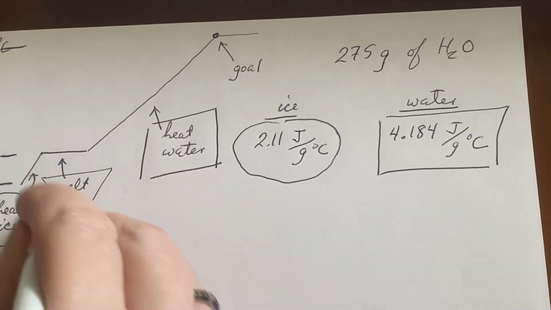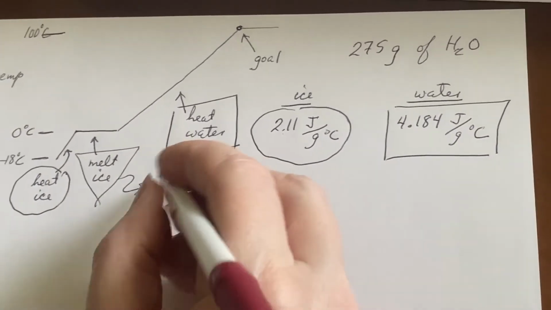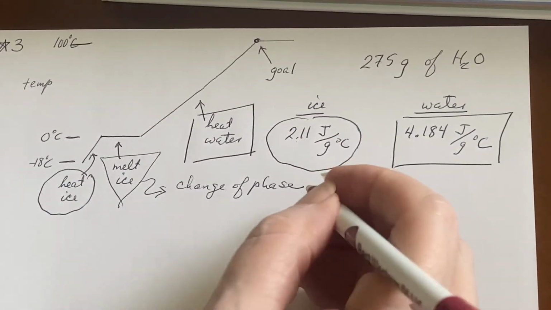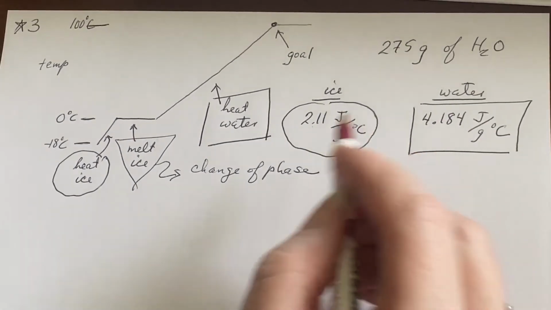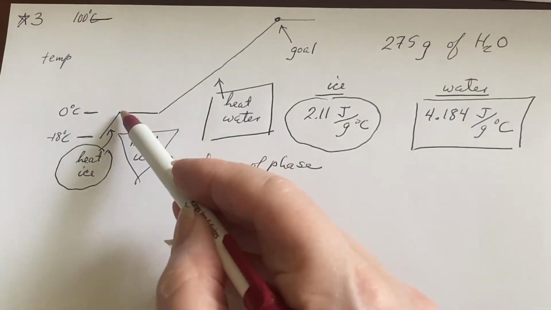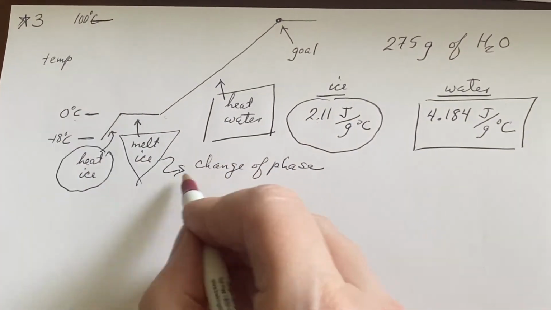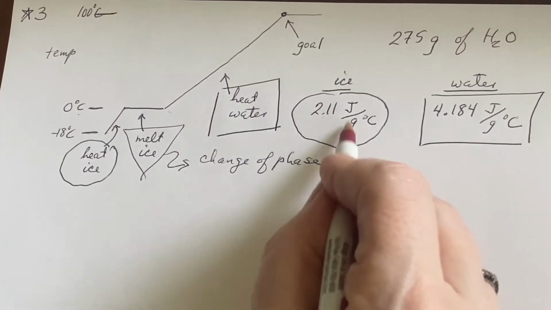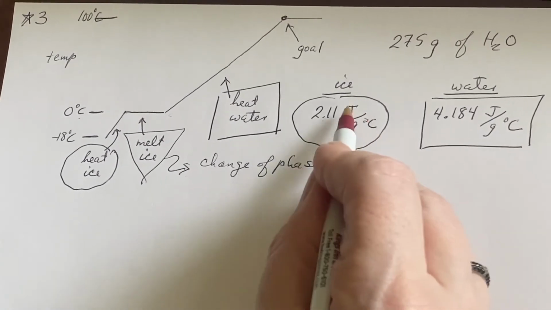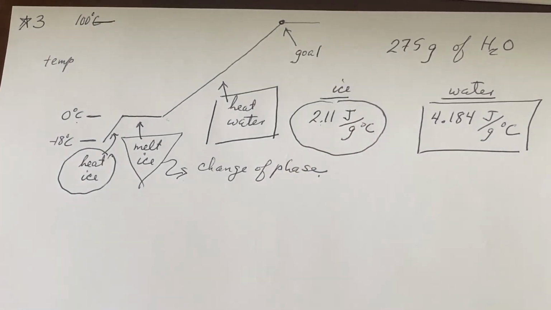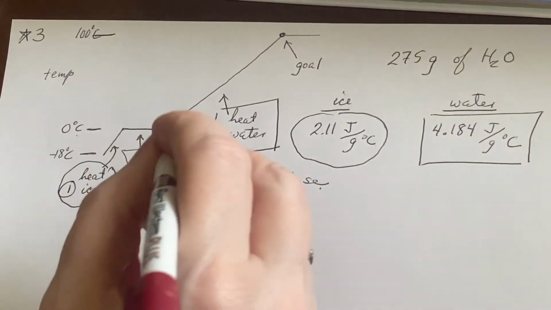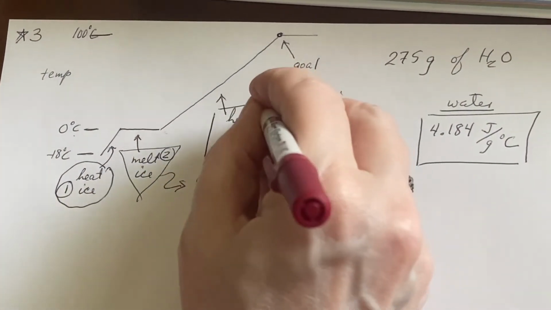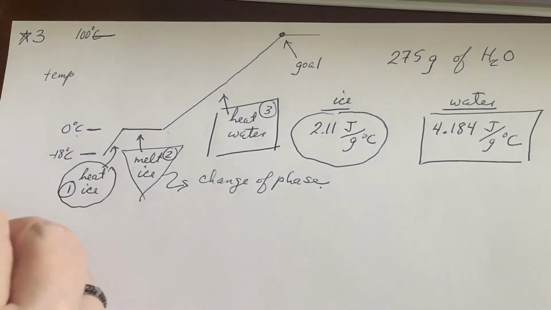Got a triangle. So for this one, this is change of phase, and it has a different formula than the other two do. There's no delta T in it because the temperature isn't changing. It's staying at 0. That one's different than the other two. Those units won't be there. It'll just be joules per gram. No degrees Celsius involved because there's no change in it. I'm going to call that 1. I'll call this 2. And I'll call this 3. So we'll do this in 3 parts.